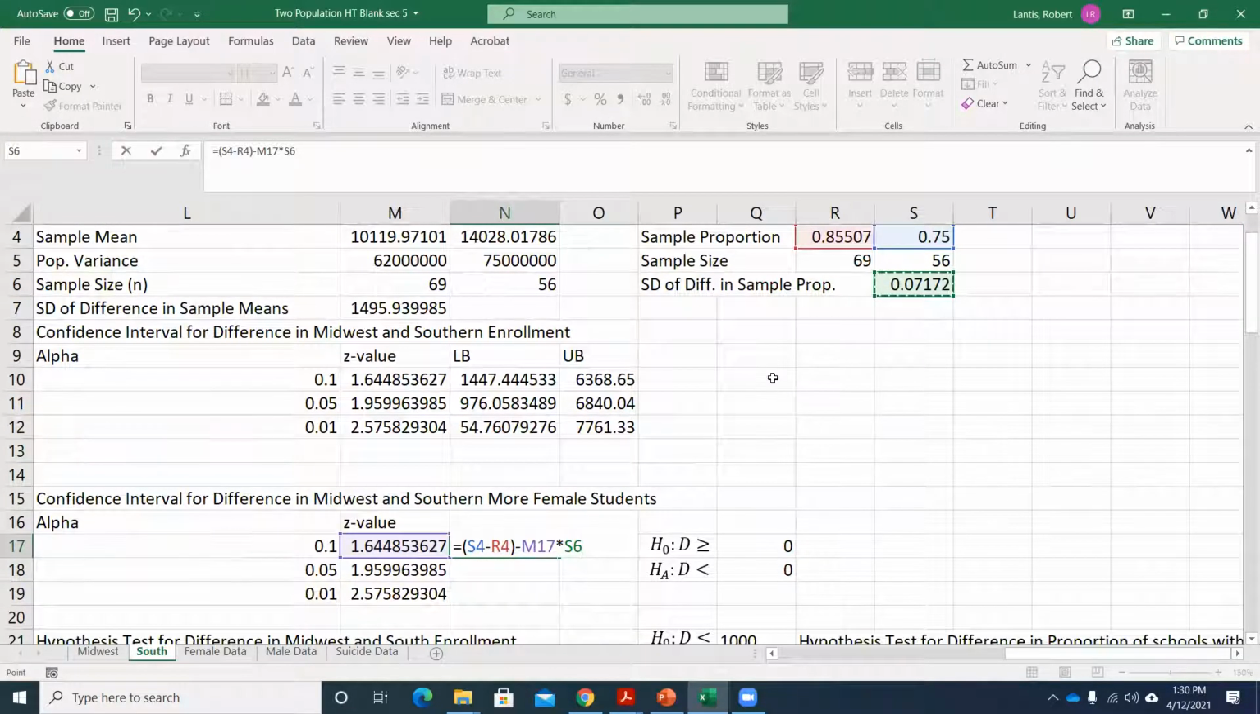Any questions on anything up to this point? Do you want to see a cell again? Okay.